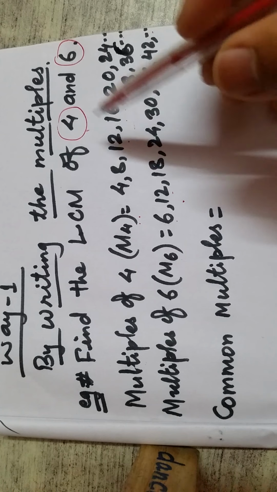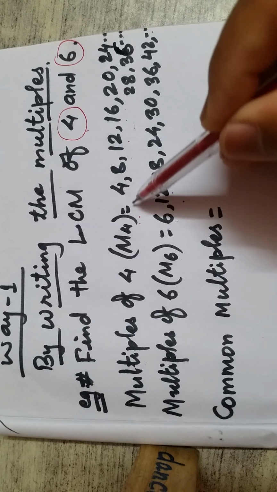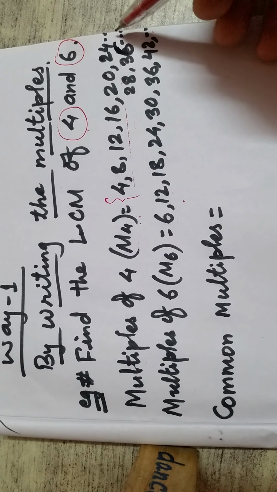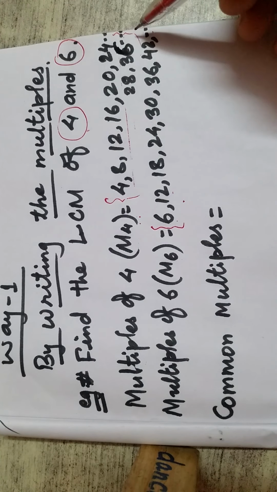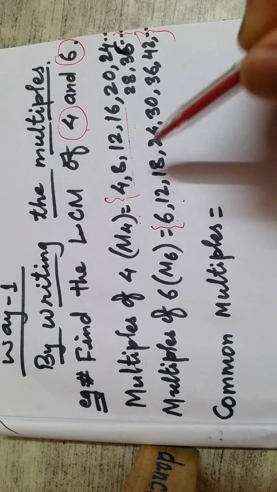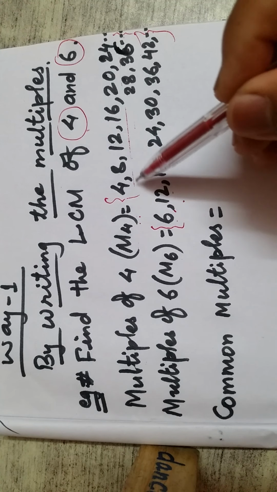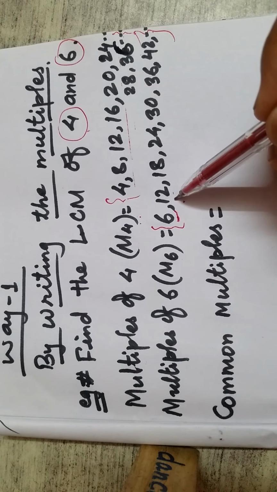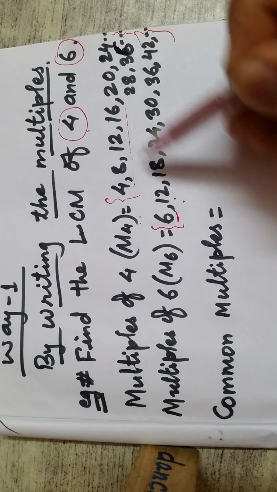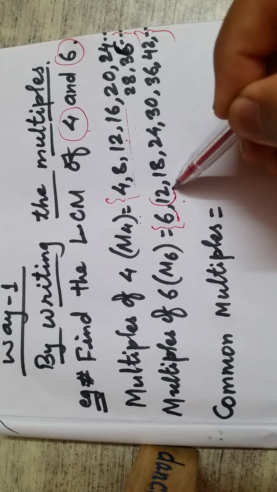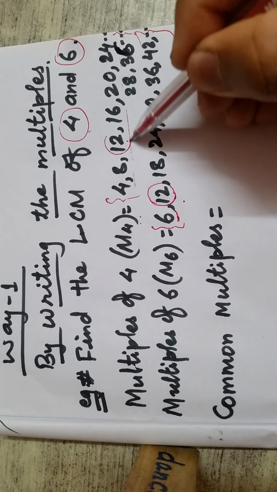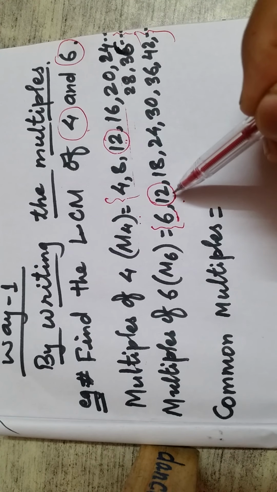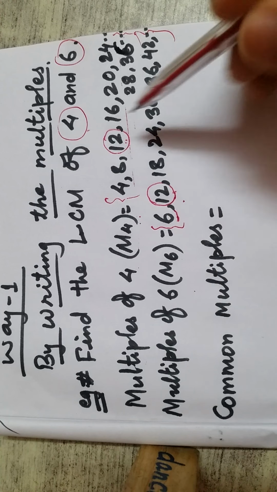Common multiples means the multiples which are found in this set also. We can take it as a set, and this set also. So if we see here and here, 6 is here but not here. Likewise 12 is found here also and here also. So this is the common multiple. We can say 12 is the common multiple of 4 and 6.